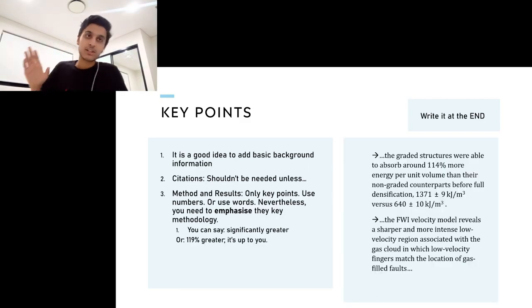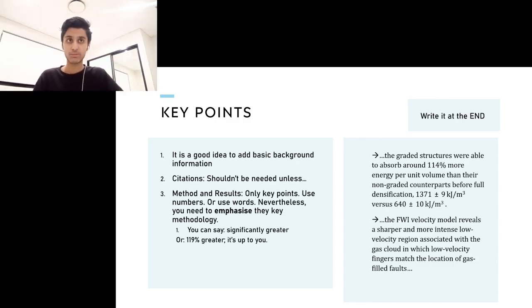Next, it is a good idea to add basic background information. Now, I'm not saying spend your entire abstract on just talking about background information, but add some basic background information, depending on what you think the reader might know. And make sure this background information is really vital and is really connected to what your paper addresses.